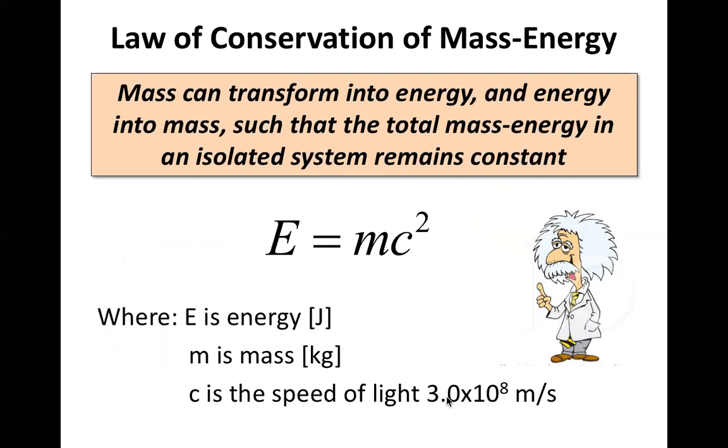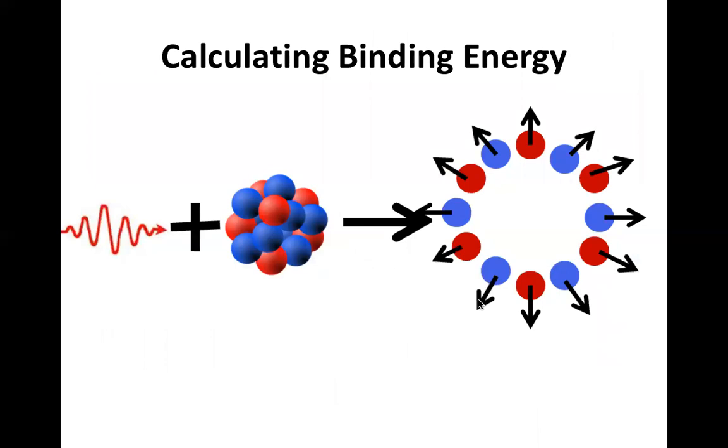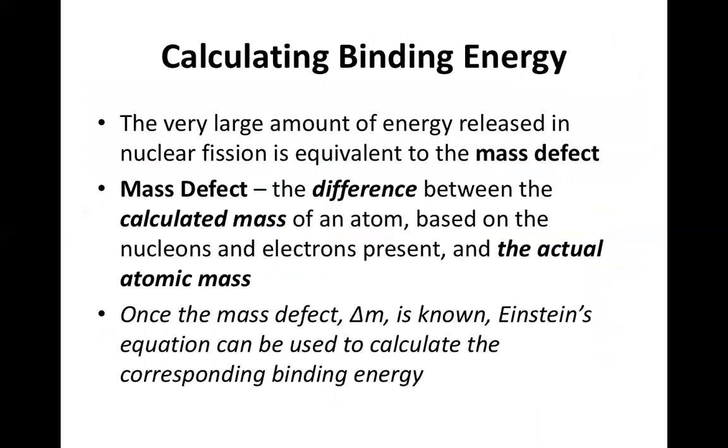So remember, that's 300 million meters per second from grade 10 optics. And make sure you know how to use scientific notation on your calculator in order to get that scientific notation. So a very large amount of energy released in nuclear fission is equivalent to the mass defect. The mass defect is the difference between the calculated mass of an atom based on the nucleons and the electrons present, and the actual atomic mass. And once the mass defect is known, Einstein's equation can be used to calculate the corresponding binding energy.